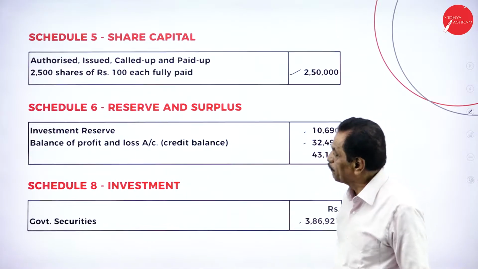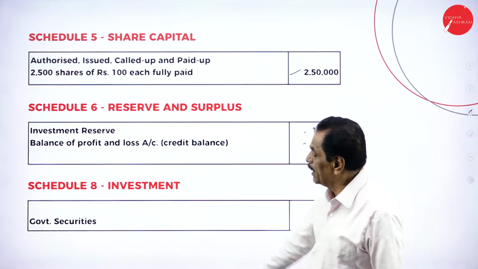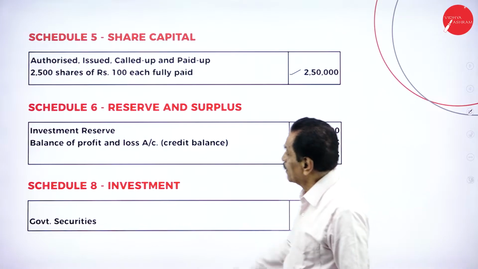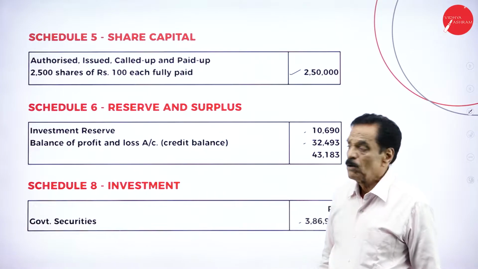It should be deducted. Then reserve and surplus. This is the investment reserve as per the trial balance. This is profit available while doing the profit and loss account. Schedule number 6. Schedule number 7, borrowing. There is no borrowing as per the problem.